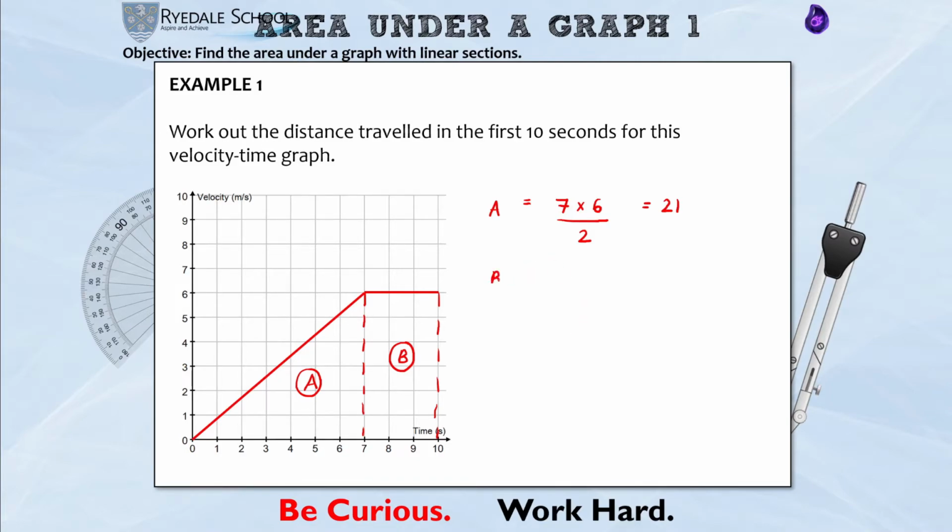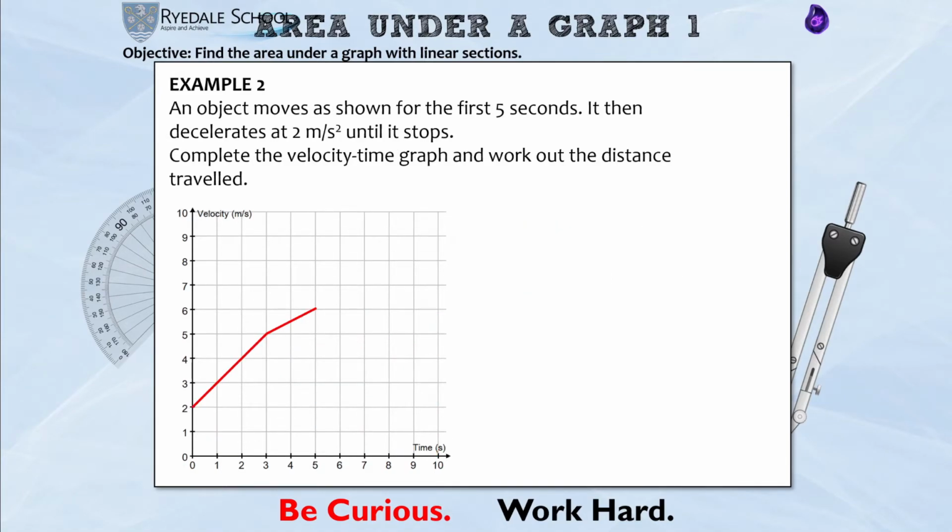Let's work out the area of B. That's nice and straightforward as a rectangle. It is 6 times 3, and that is 18. So the distance travelled altogether is 39 meters.